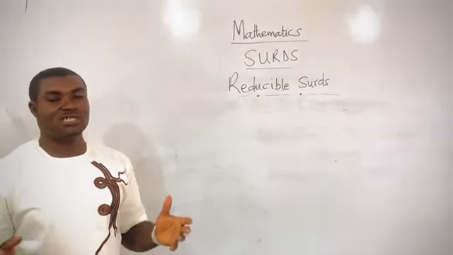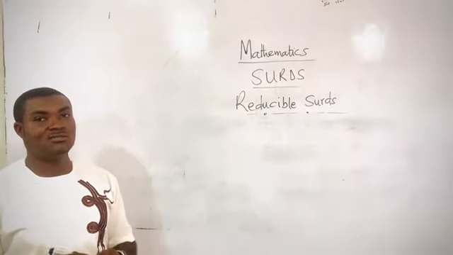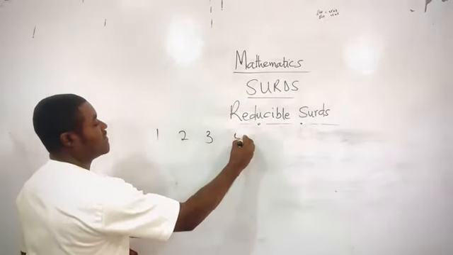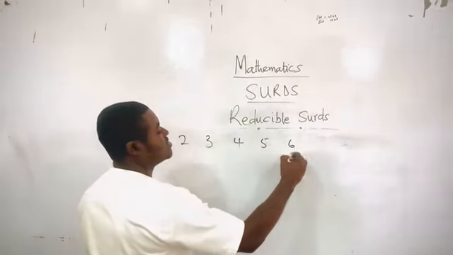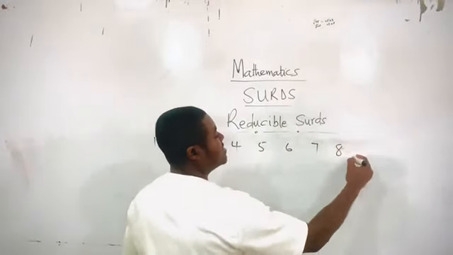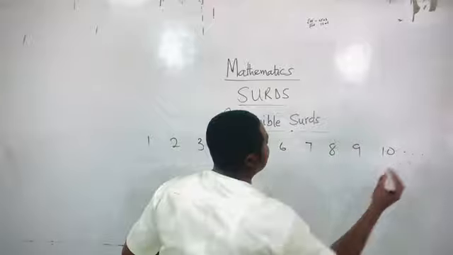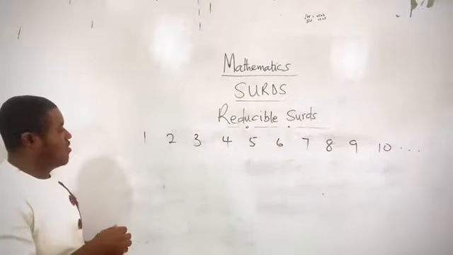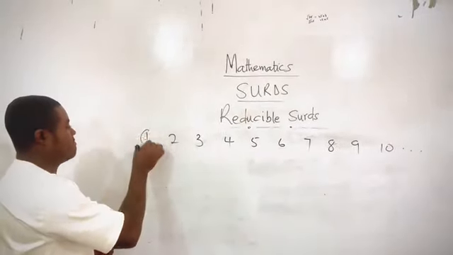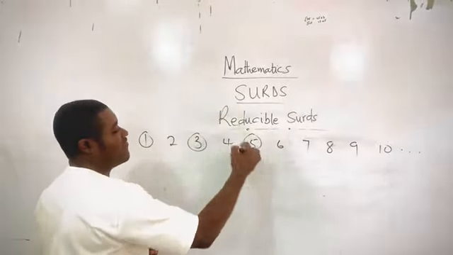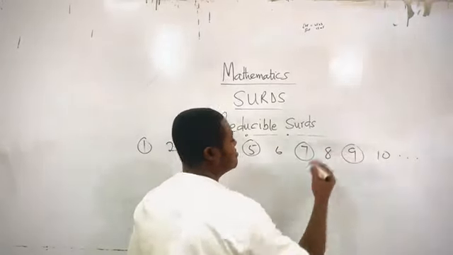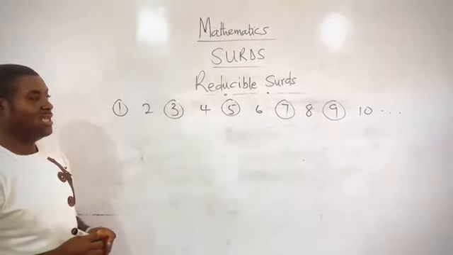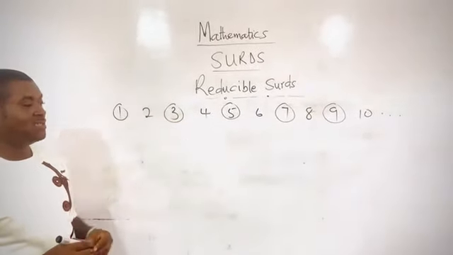For you to get perfect squares, let's consider the counting of natural numbers: 1, 2, 3, 4, 5, 6, 7, 8, 9, and 10, etc. Now, when we identify the odd numbers from this, which are 1, 3, 5, 7, 9, and add these consecutive odd numbers, it generates what we refer to as perfect squares.